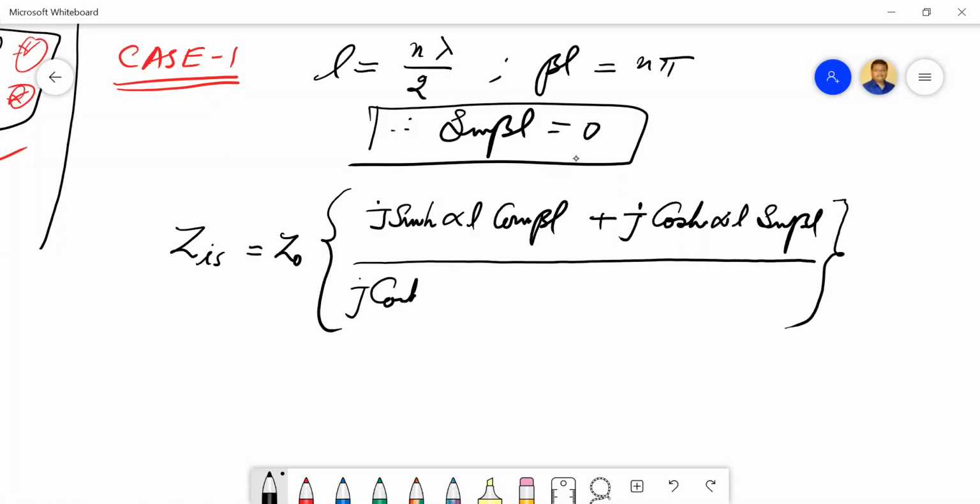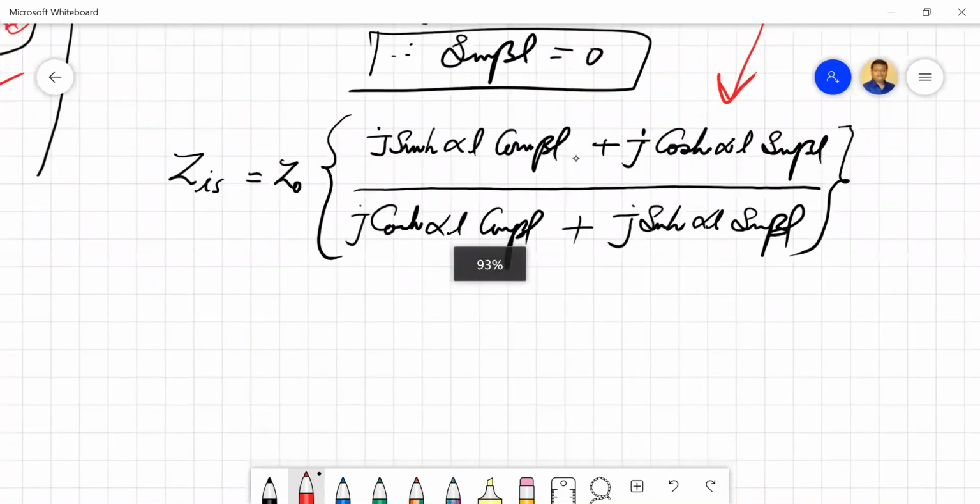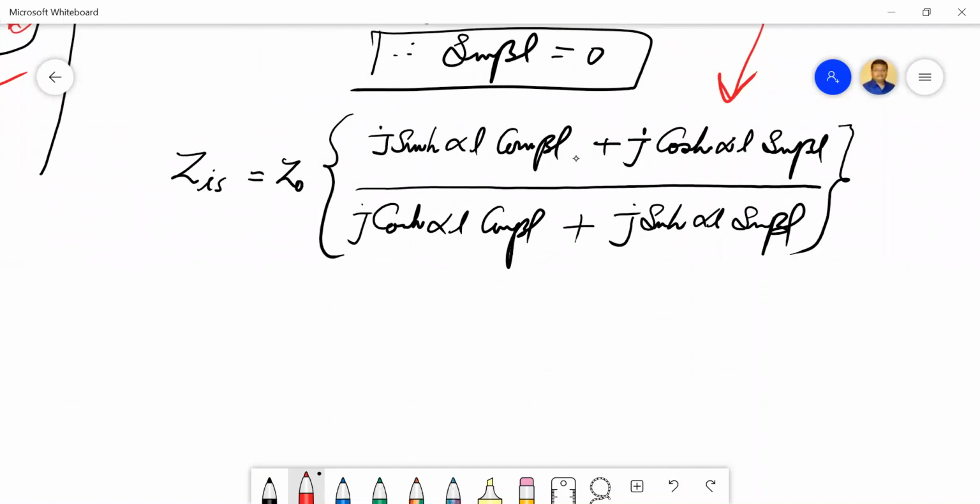j cosh(αL) cos(βL) plus j sinh(αL) sin(βL). So what I did actually, I just used this thing and expanded it like this. Okay, fine. Now the thing is, we already have the idea that sin(βL) will be 0. So this part is going to be 0. Correct. So you can say this whole term is going to be 0.